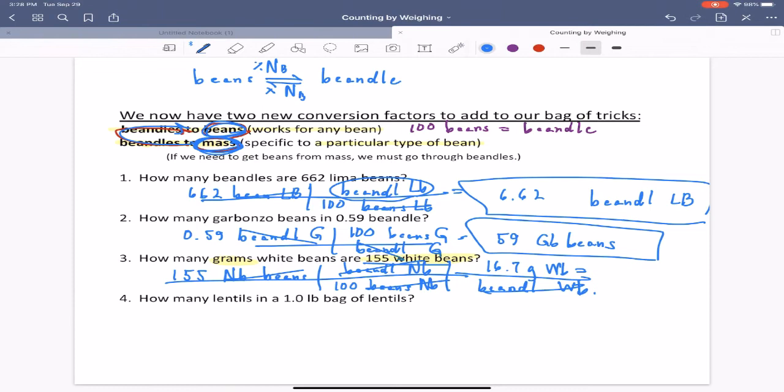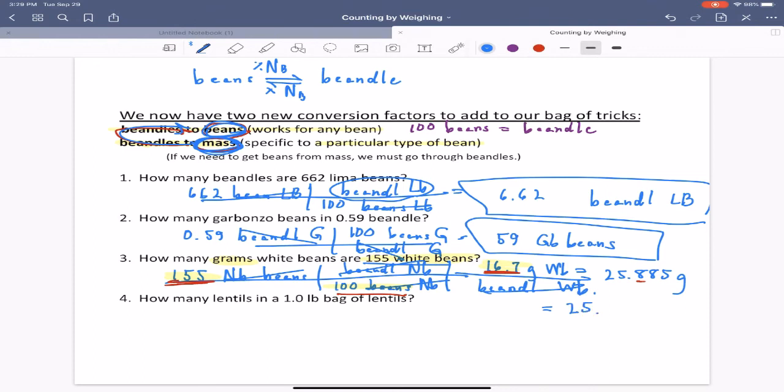Okay, so 155 divide by 100 times 16.7 is 25.885 grams. We started with 3 sig figs. This is unlimited. This is limited to 3 because it's a measured thing. My answer is good to 3 sig figs.